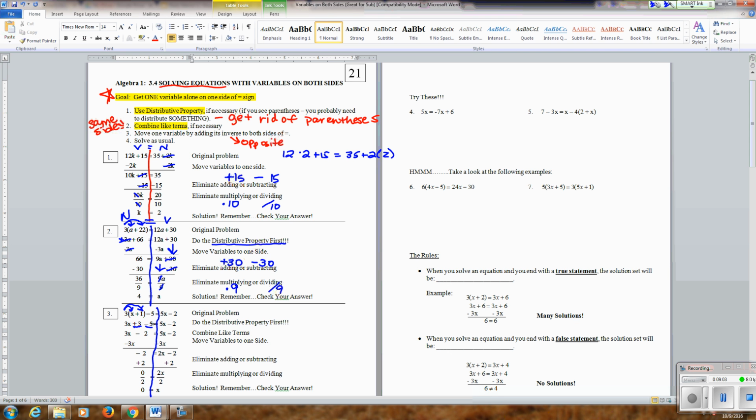Positive 3, negative 5. You guys, this is like 3 minus 5, or 3 plus negative 5. Okay? 3 minus 5 is like negative 2. Okay, so there's where I combine. Over here on the right, I have one variable term, 5x, and one number term of negative 2. And that's all I have on the right side. So nothing to combine. So my combining like terms is done.